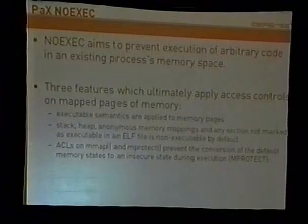It obviously aims to prevent the execution of arbitrary code. The three features which ultimately are the access controls are: the executable semantics are applied to memory pages, meaning the separation of executable and writable pages. The stack, heap, anonymous memory mappings, and any section not marked as executable, such as the text section, are marked non-executable by default. You'll notice if you look at your memory mappings today that some pages, for some reason, are just marked executable, even though they're also writable. They fixed that. And then also the ACLs are applied to mmap and mprotect, so that will later prevent the conversion of non-executable pages to executable.